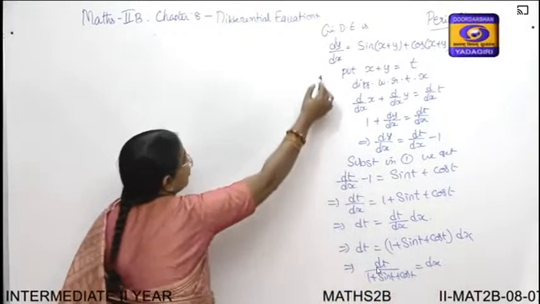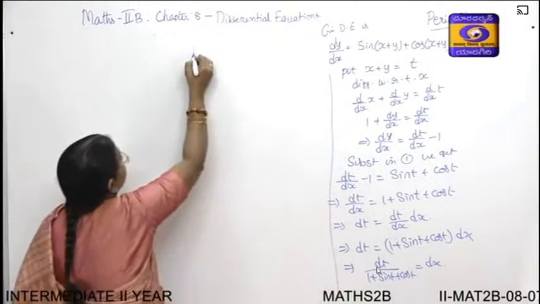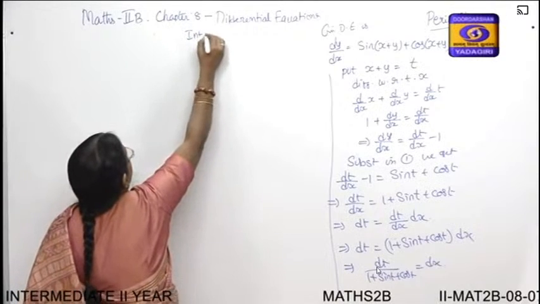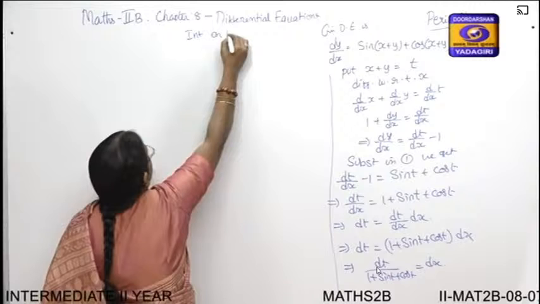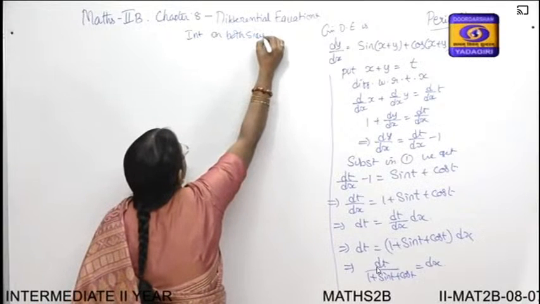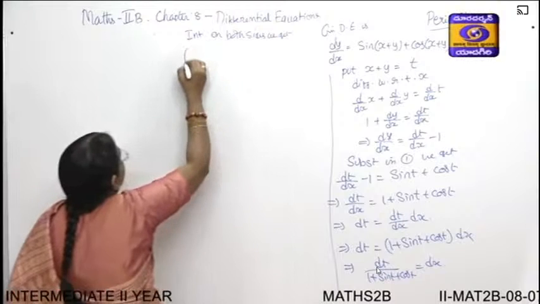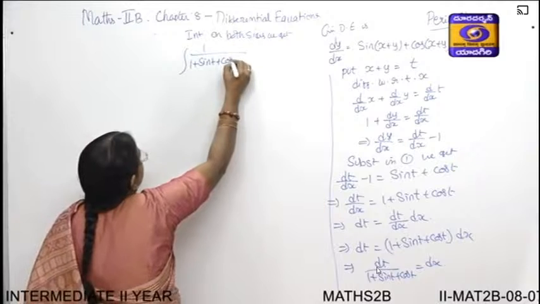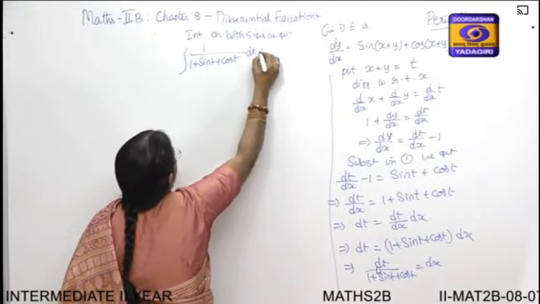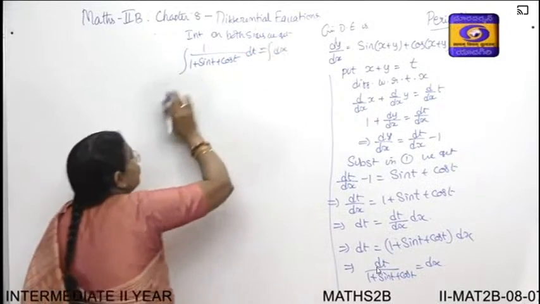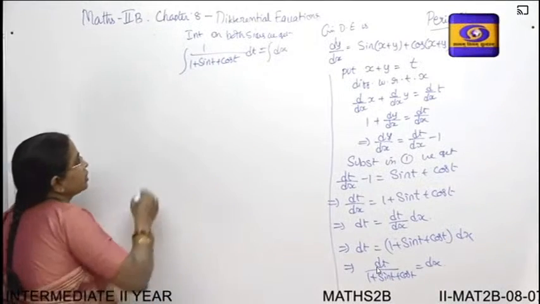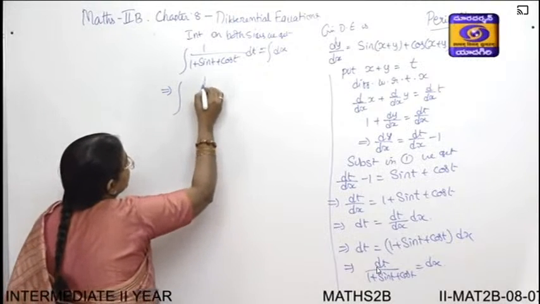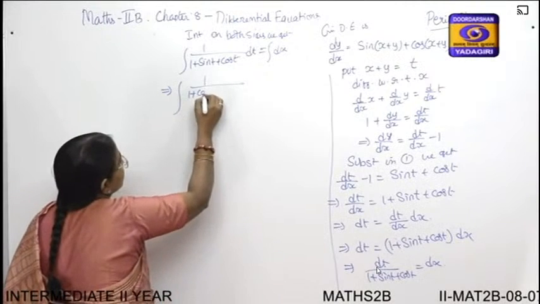Now integrating on both sides, we get integral of 1 by 1 plus sin t plus cos t dt is equal to integral of dx. Now how to integrate this? Actually, you have one particular method for this, but we'll try to solve it in terms of our known methods.